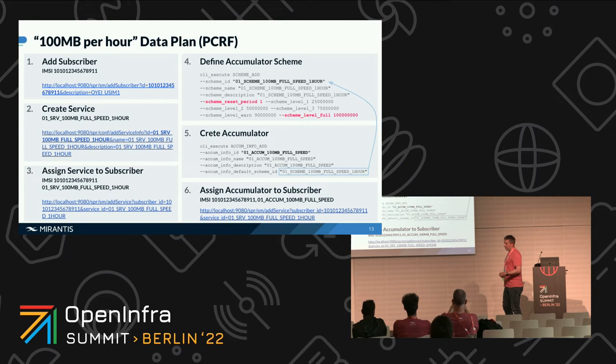So I spent some time looking for free software I could use as a PCRF component. This is for those who don't know what it is. It's not a part of Magma. It's an external component used by mobile network operators for creating policies for subscribers, right?